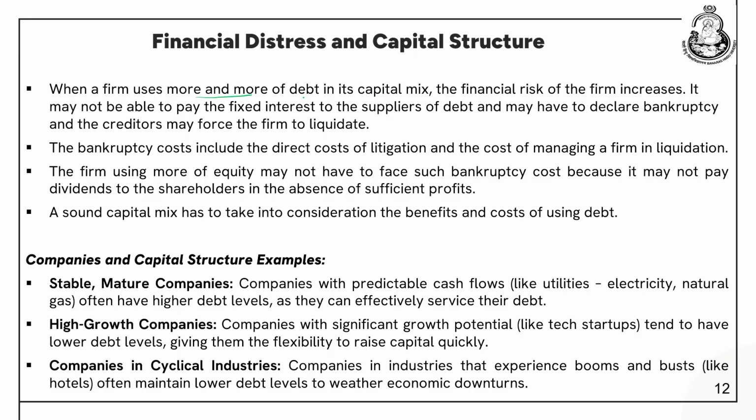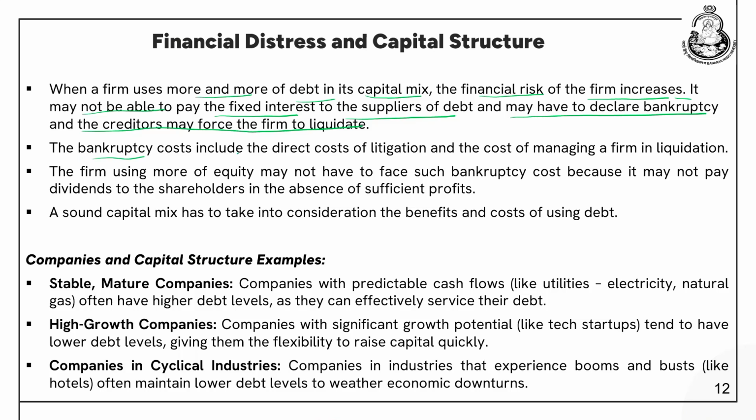If this is not solved, the company has to declare the state of bankruptcy, and even if it is not solved, it might turn into an event of liquidation. So, when a firm uses more and more debt in its capital mix, the financial risk of the firm increases. It may not be able to pay the fixed interest to the suppliers of debt and may have to declare bankruptcy, that we already discussed, and the creditors may force the firm to liquidate, they may force the firm to sell their assets and get repaid.